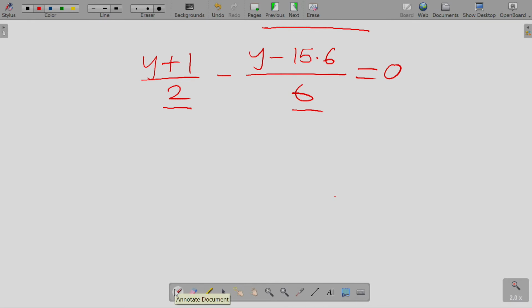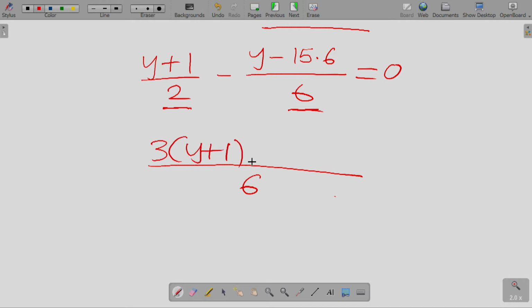The following step is to find the LCM of the numbers 6 and 2. The LCM of 6 and 2 is 6. So 6 divided by 2 equal to 3. 3 times (y plus 1) will get 3 out of (y plus 1), minus 6 divided by 6 equal to 1, 1 times (y minus 15.6), so we'll get y minus 15.6 is equal to 0.